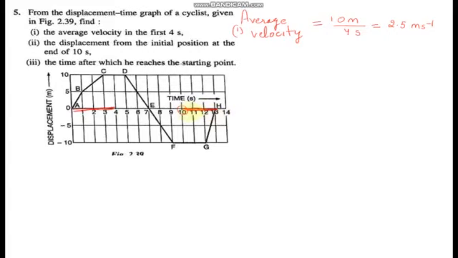Now if you see here, ये initial position है, this is the initial position, and what is the displacement here? It is minus 10 meter. So what is the displacement here? It is minus 10 meter. From the graph we can check. 10 seconds के बाद ये 0 मीटर है, ये minus 10 मीटर है. So what is the displacement from the initial position? The displacement is minus 10 meter.